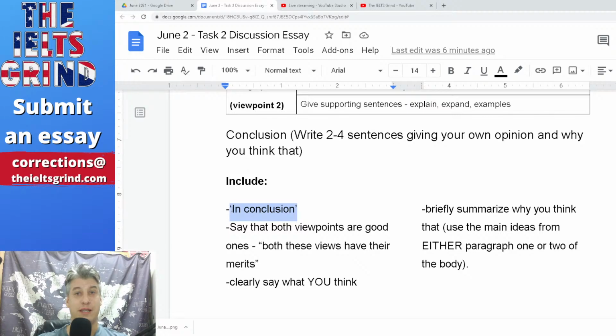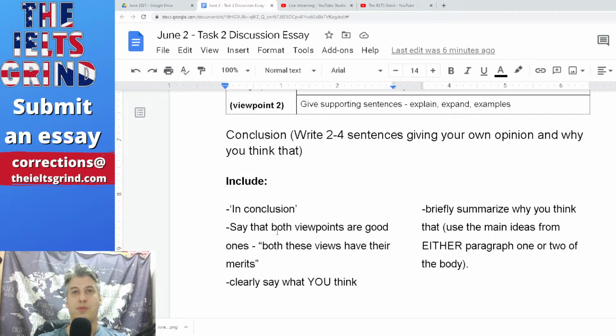The reason for this is that it clearly tells the examiner that this is your conclusion. And the one thing to remember about examiners is that they are very stupid. If you don't tell them exactly what you're doing and exactly where you are in the essay, they don't know. So always treat examiners like complete idiots. And this is why we write "in conclusion." It's very clear. Okay. And the other thing you want to do is to say something like this.